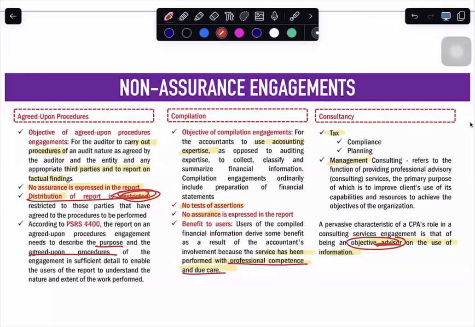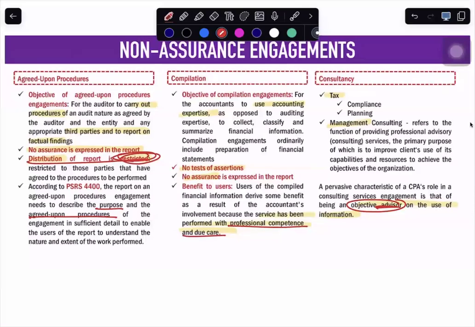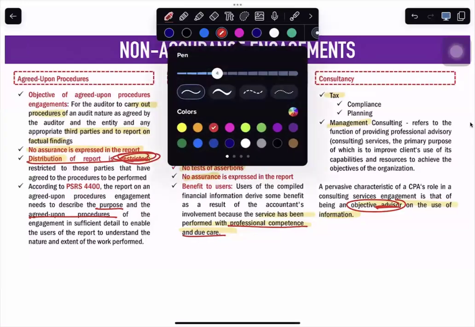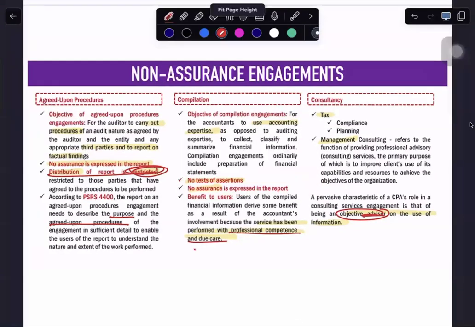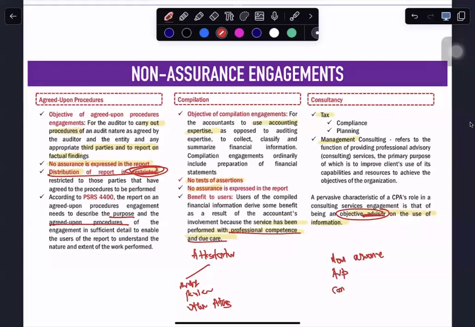Okay? So again, we have engagements, whether assurance or non-assurance. For assurance, we have your attestation, we have your audit, we have your review, and we have your other attestation services. For non-assurance, generally, lumalabas dyan ay yung agreed upon procedures nyo, compilation, isama na rin natin yung ating consultancy. Tandaan na, meron pa yung other attestation services. Ilagay nyo na lang siya dito sa other attestation services.